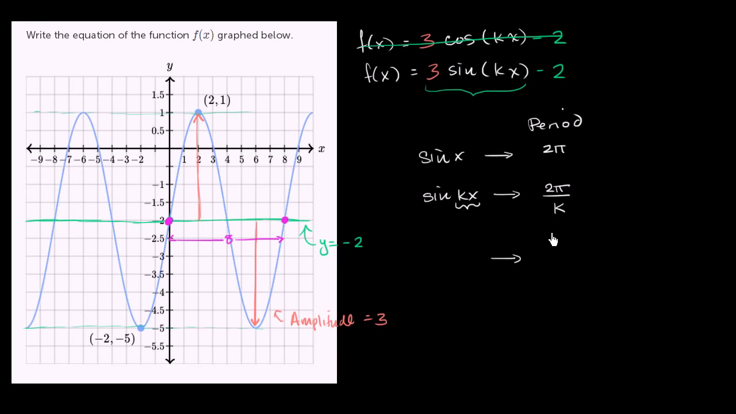So let's think about it this way. If we wanted 2 pi over k to equal 8, well, what is our k? We could take the reciprocal of both sides. We get k over 2 pi is equal to 1 over 8. Multiply both sides by 2 pi, and we get k is equal to, let's see, this is 1, this is 4, k is equal to pi over 4. And we are done. You can verify that by trying out some of these points right over here. This function is equal to 3 sine of pi over 4 x, minus 2.